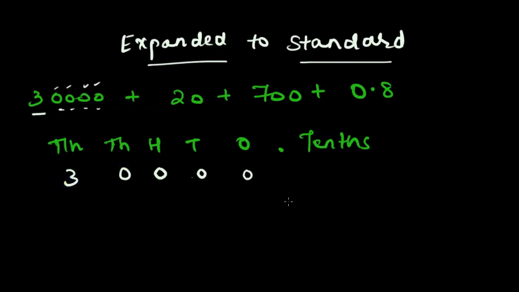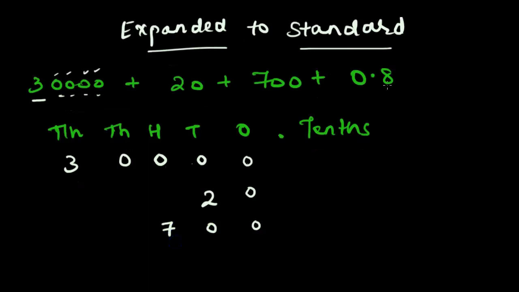Then 20. We can put in 1's place is 0. 2 is going to go under 10's place. Then we have 700, 0, 0, 7. And then we have 0.8. So 0.8 goes after the decimal. We can fill the empty spaces with zeros just to avoid any confusion. So we put 0, 0, 0 here. Everywhere we see any empty spot, we can put in a 0 there.